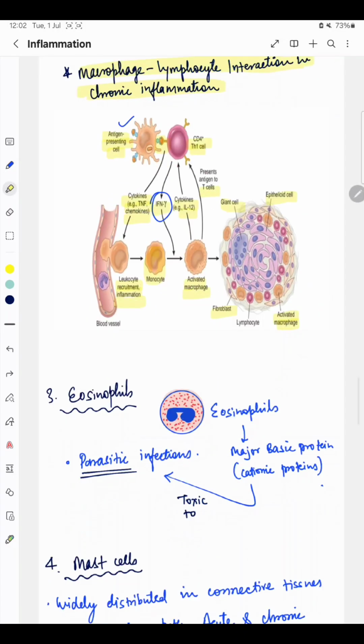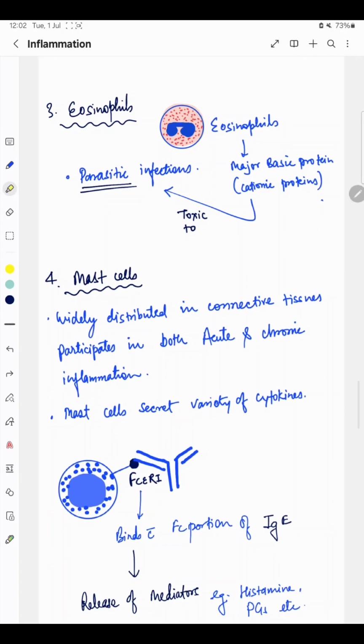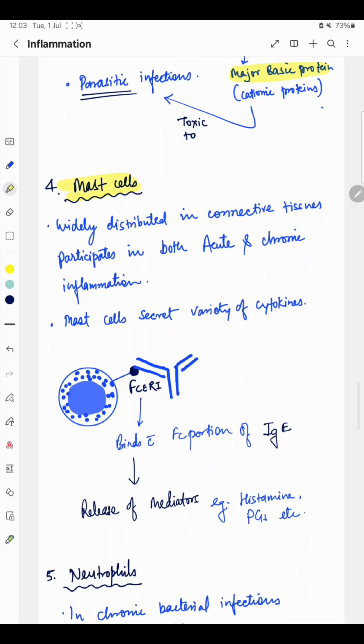Another cell type is the eosinophil. Eosinophils are particularly important in allergies or parasitic infection. Eosinophils have major basic protein, a cationic protein, which is toxic to parasites. Mast cells. They are widely distributed in connective tissues and participate in both acute as well as chronic inflammation.